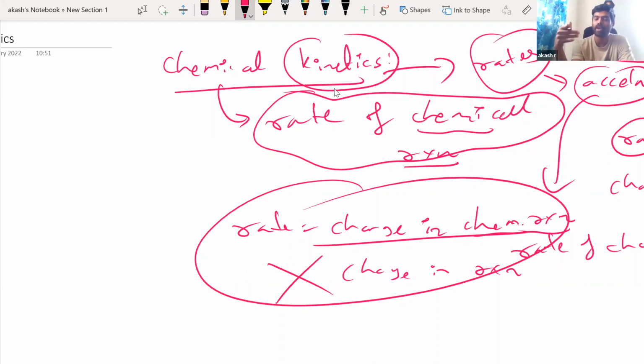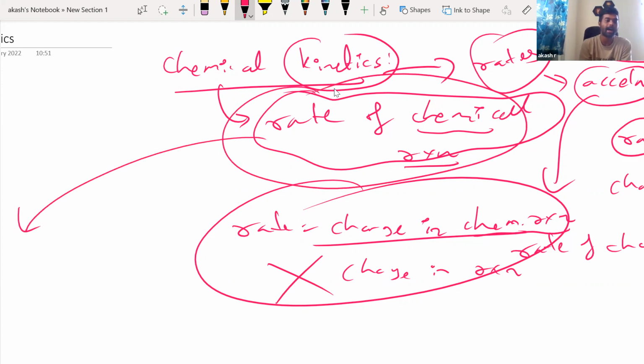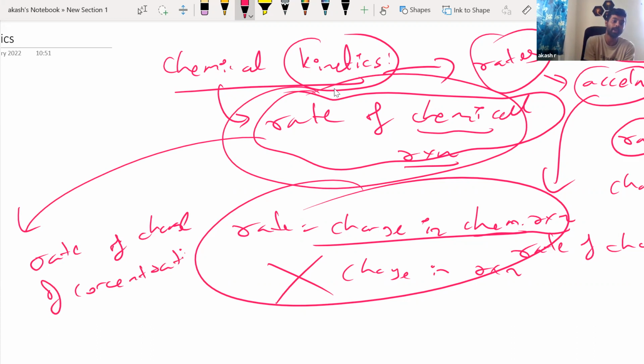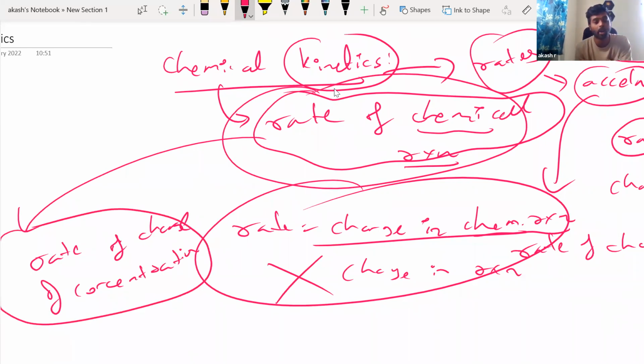But instead of talking in terms of number of moles, we are going to talk in terms of concentration. So when I say rate of chemical reaction, what we are talking about is rate of change of concentration. Because we understand that during a chemical reaction, the concentration of reactant keeps on changing, and the concentration of product also keeps on changing.